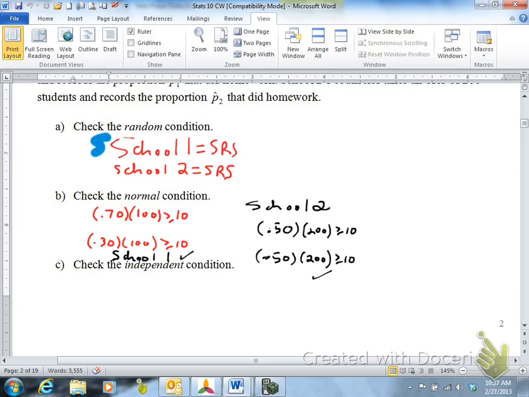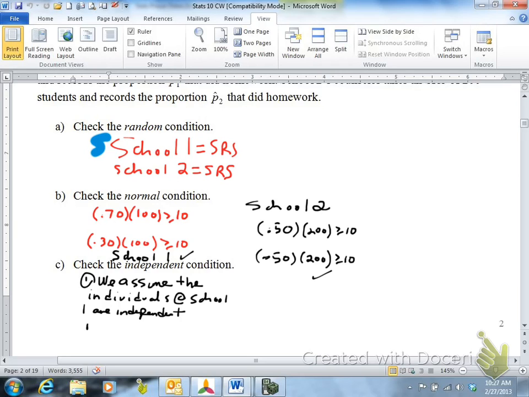Lastly, the independent condition. For the independent condition, we can say two different things. Number one, I think it's fair to assume, but maybe not, maybe people would argue, we assume the individuals at school 1 are independent. Now, some people might argue that, I didn't do my homework last night because I was talking to a student at Granite Hills. So that would be a problem, that it wasn't independent, that me not doing my homework was dependent on an individual at another school.